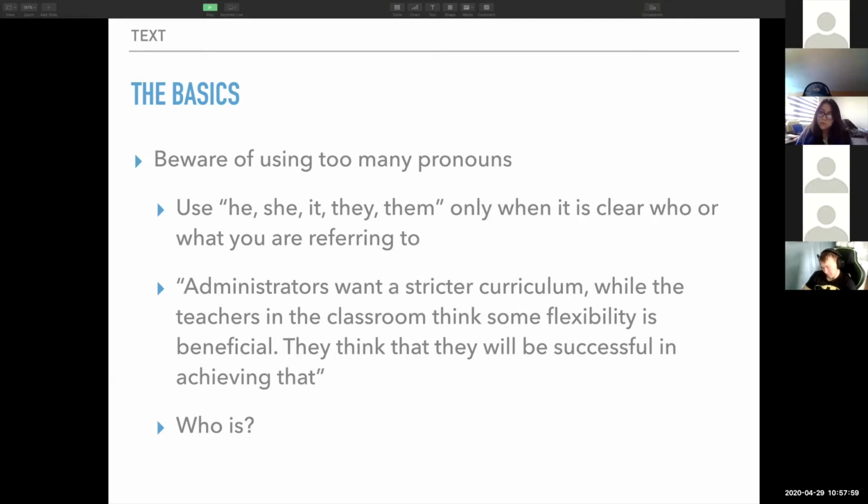And here's another thing that I think is a big pitfall. Beware of using way too many pronouns. Use he, she, it, they, them only when it's clear who or what you are referring to.